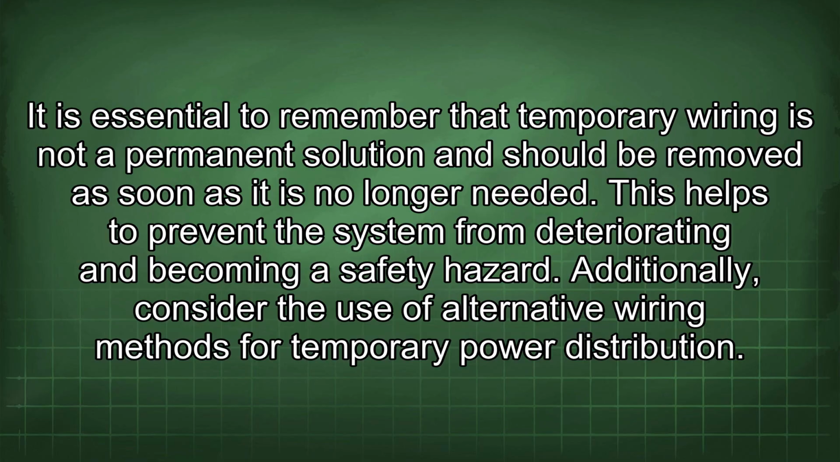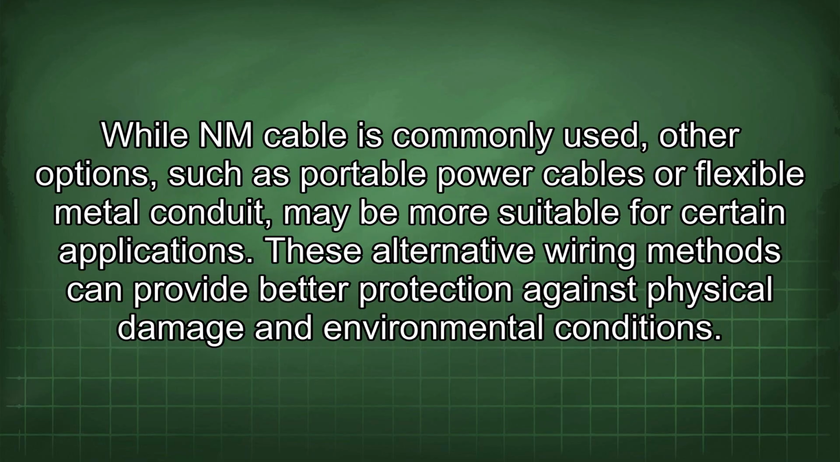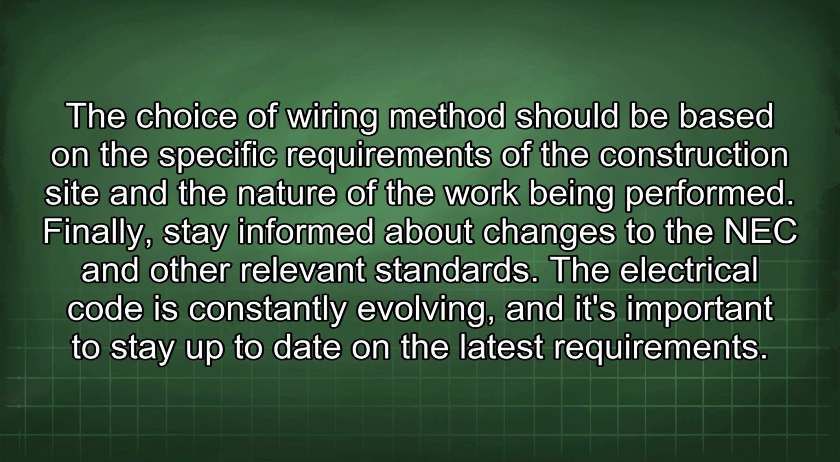Additionally, consider the use of alternative wiring methods for temporary power distribution. While NM cable is commonly used, other options, such as portable power cables or flexible metal conduit, may be more suitable for certain applications. These alternative wiring methods can provide better protection against physical damage and environmental conditions. Choice of wiring method should be based on the specific requirements of the construction site and the nature of the work being performed.